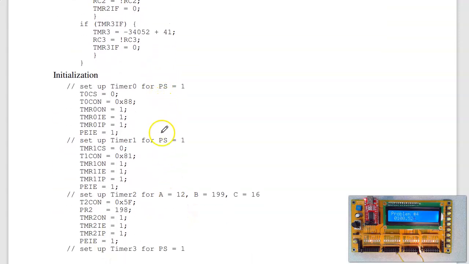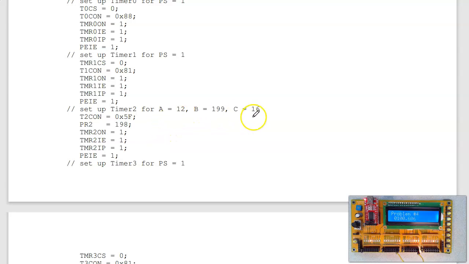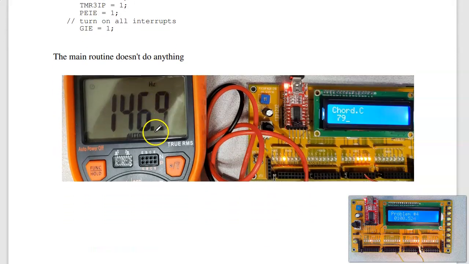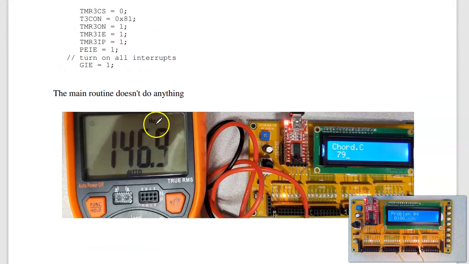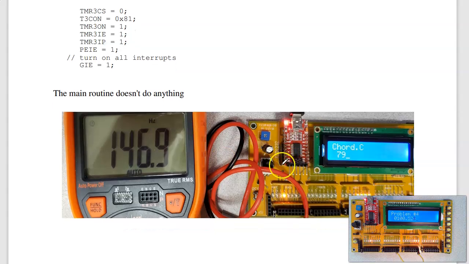Initializing, let's turn on all the interrupts for prescaler 1. Timer 2 is for A is 12, B is 199, C is 16. And the main routine doesn't actually do anything. The interrupts do all the work in the background. The net result is I now have 4 frequencies playing at the same time.